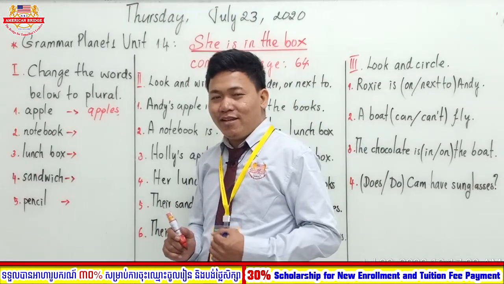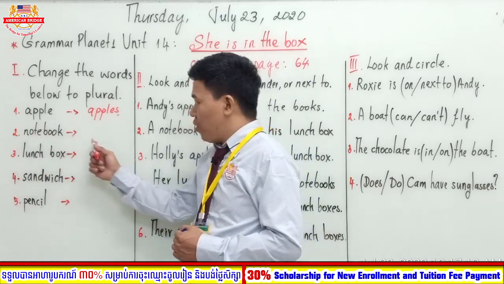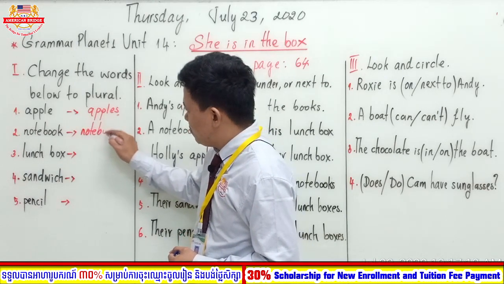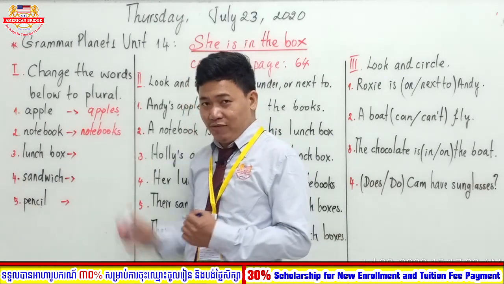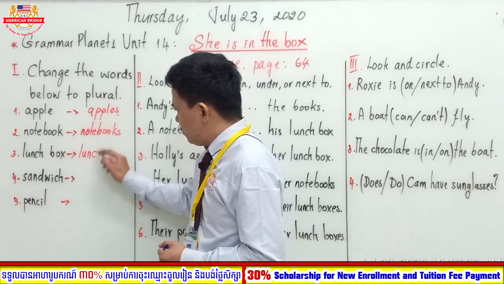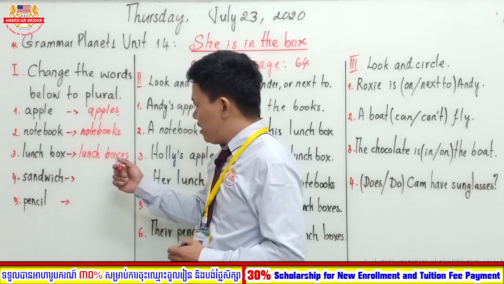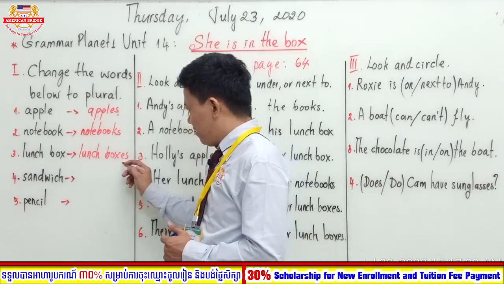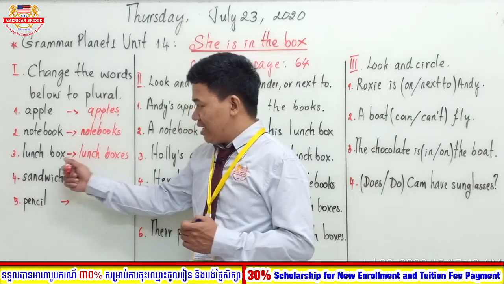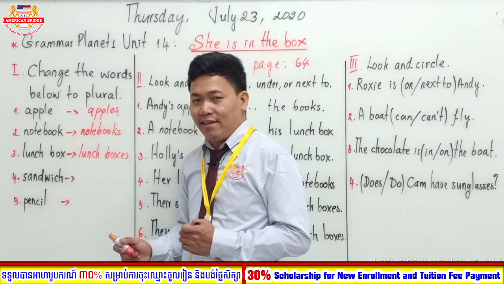Okay, everyone, welcome back. So now it's time for us to check. The second one, notebook. Change to plural, notebooks, right? Notebooks, we add s. How about lunch box? Great. Lunch boxes, right? We need to add es. Why? Because it ends in the letter x, so we add es.